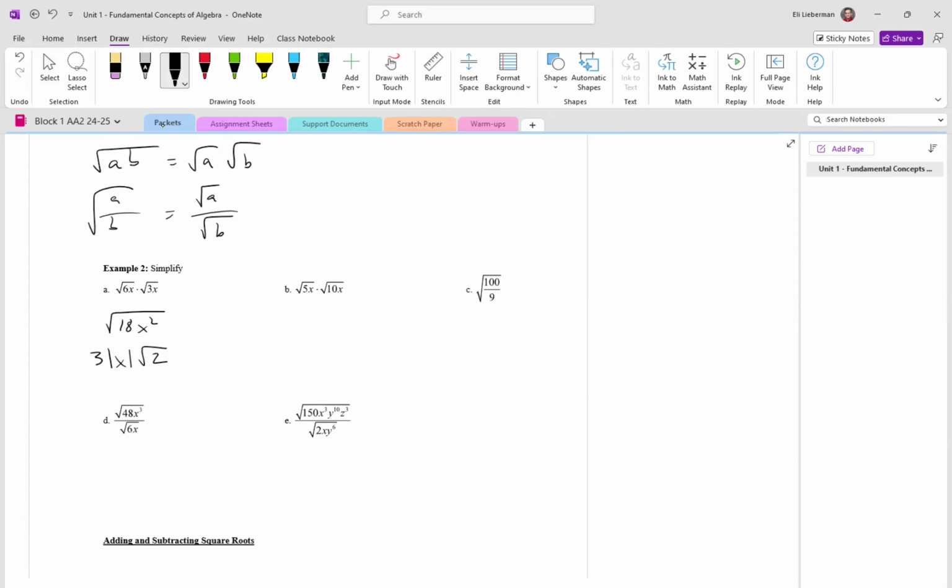B, what'd you get? 5x root 2. Are we good with that? If we put on the absolute value, that'd be great. C, 10/3.